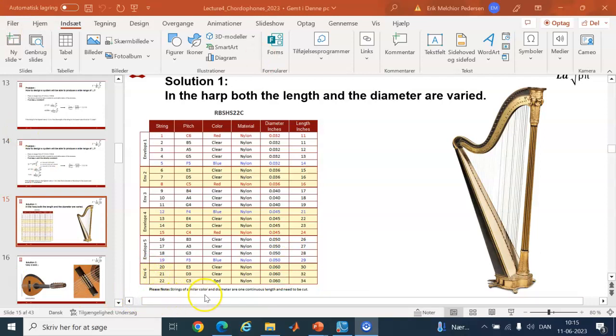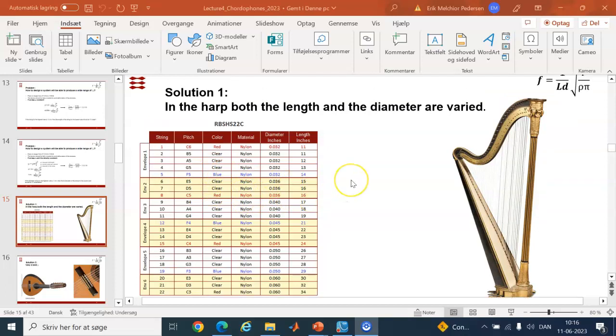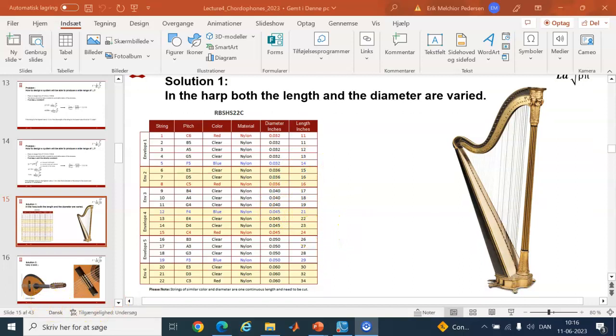Please note, strings of similar color and diameter are one continuous length and need to be cut. Okay. There are some nylon strings and so on. But it should work like that. If you vary both the length and the diameter, you can make an instrument. To the right we have a harp.